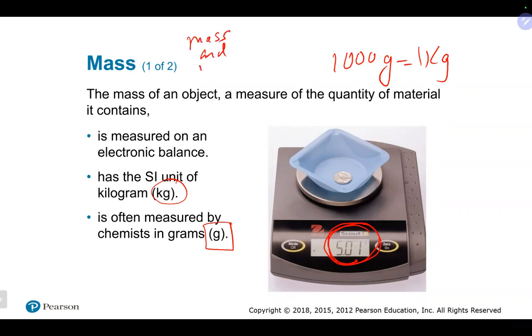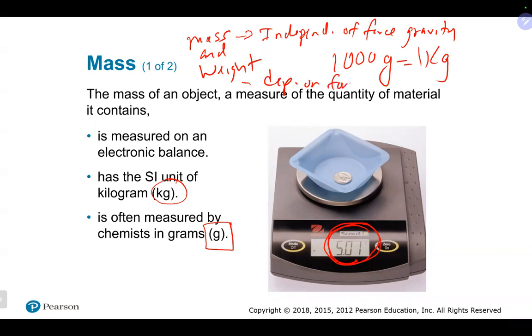Now, there is a difference between the words mass and weight. Mass is really independent of the force of gravity, while weight is dependent on the force of gravity. That means that if you weigh yourself here, you will weigh different here than if you weighed yourself on the moon. But technically your mass would be the same in both places, as it is independent of the force of gravity.